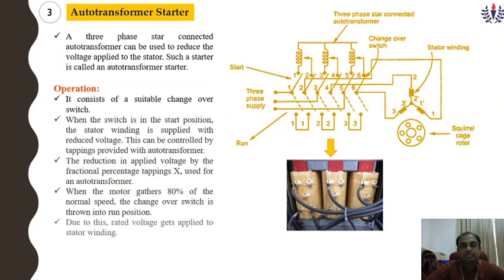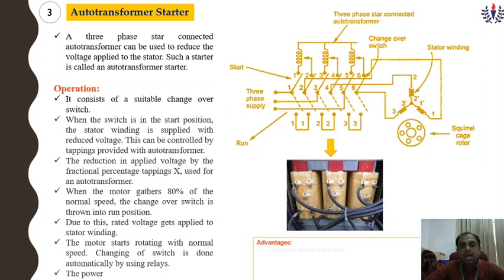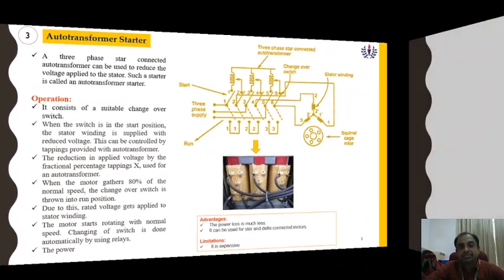Advantages: the power loss is very much less. It can be used for star and delta connected motors. Limitations, that is disadvantages: it is very expensive.